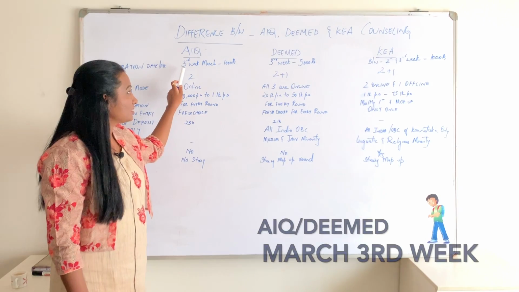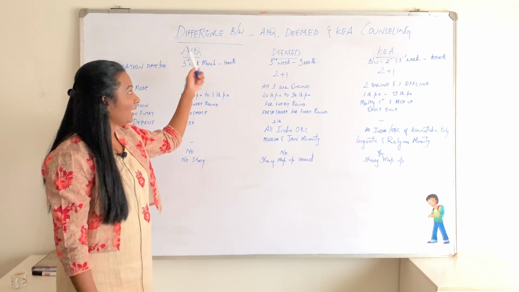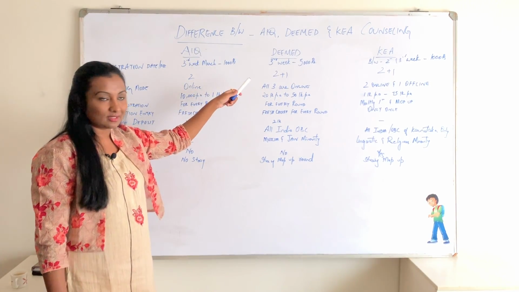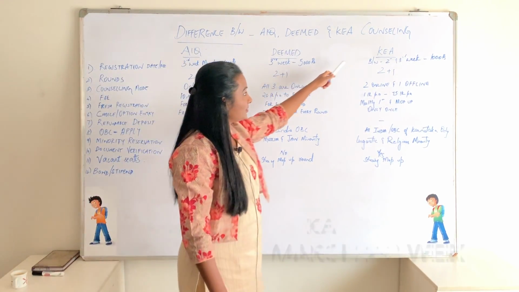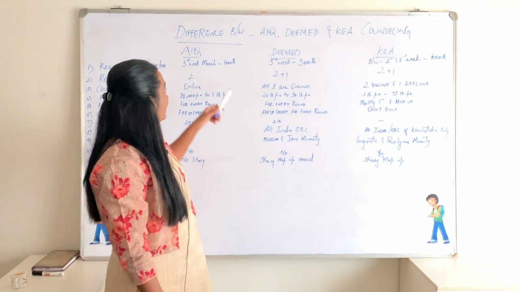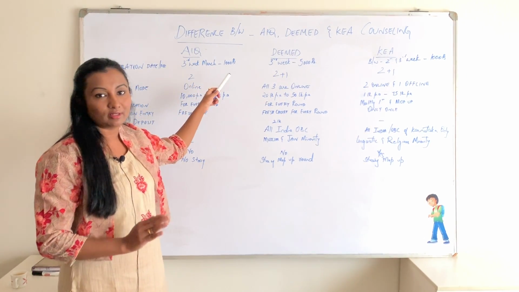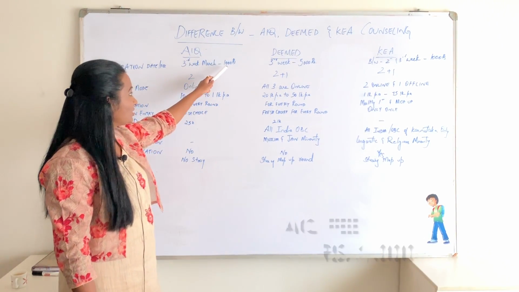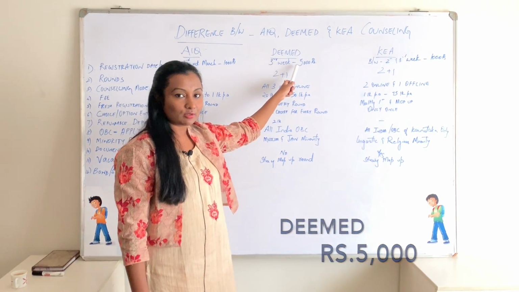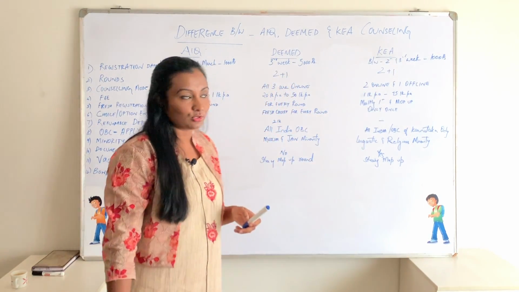AIQ generally opens in the month of March, that is in the third week of March. Deemed and AIQ counseling is done by MCC, so the registration dates will be the same. KEA registration will generally open between the 2nd and 3rd week of March. The registration fees for AIQ, we are talking here only about general merit students: AIQ registration fees is 1000 rupees, deemed registration fees is 5000 rupees and KEA registration fees is around 1000 rupees.